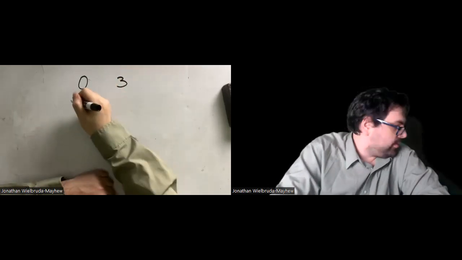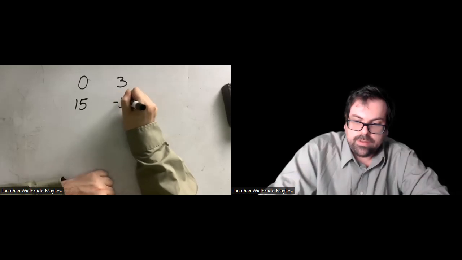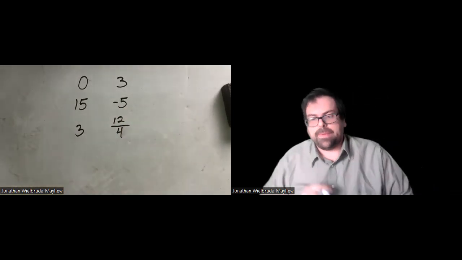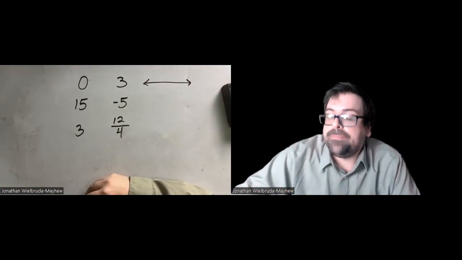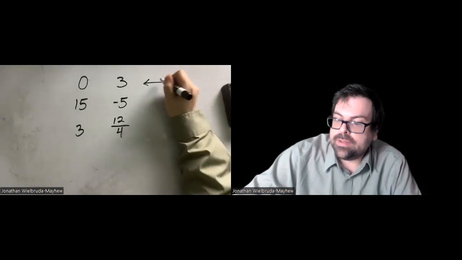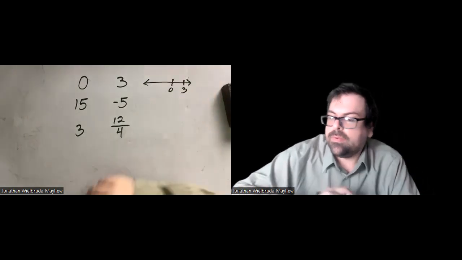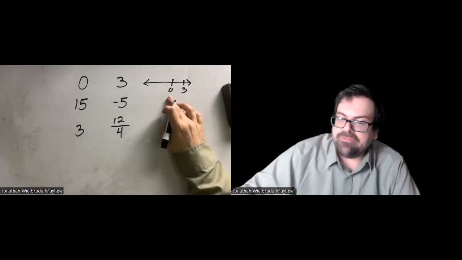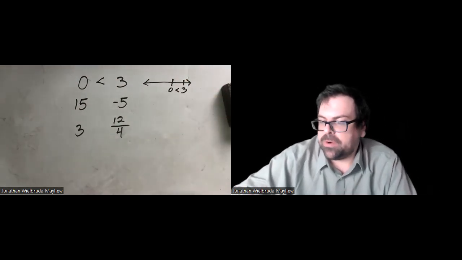Three more. Feel free to pause and try these if you want. I'm going to get started. Looking at the number line. Three falls to the right of 0. 0 is to the left of 3. 0 is less than 3. Number line order is always less than.